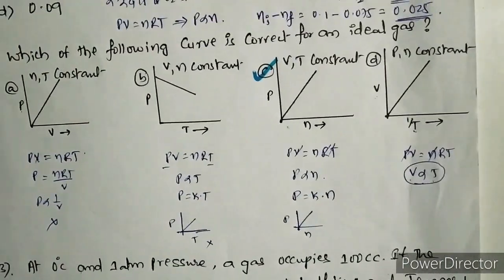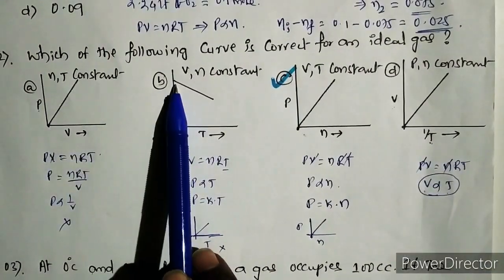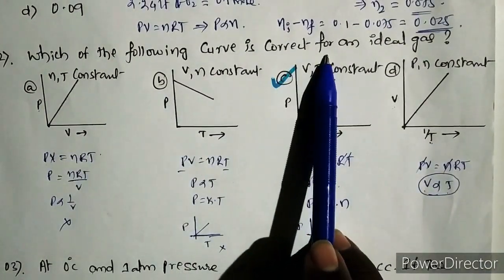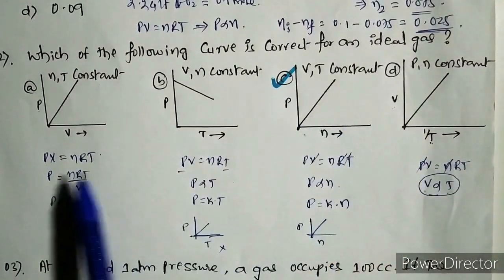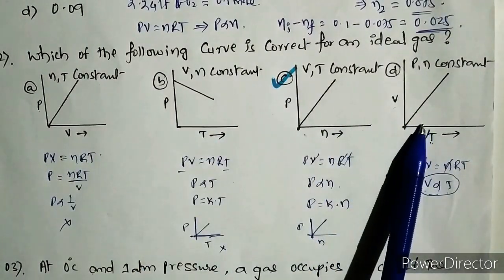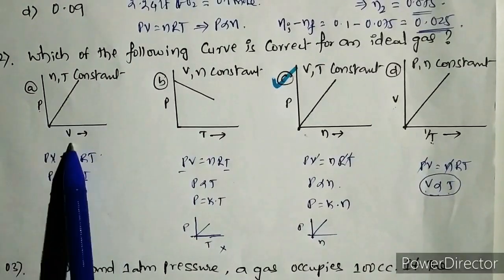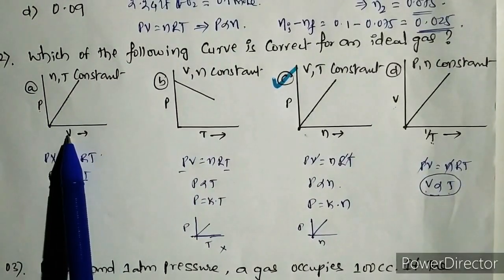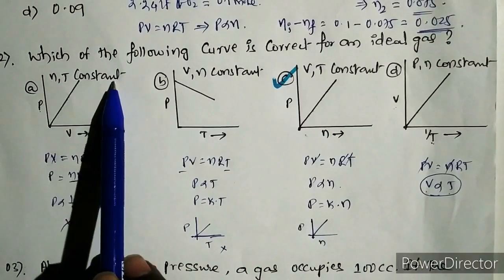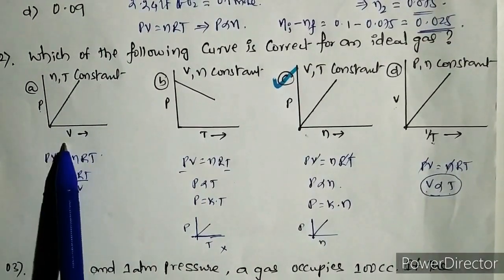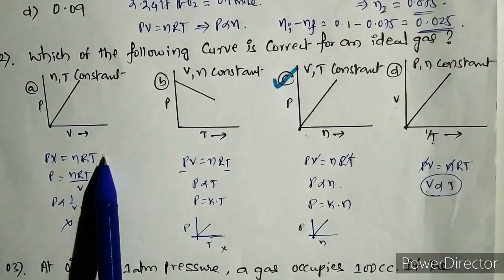Next question is, which of the following curves is correct for an ideal gas? They have given 4 different options, and from these you have to choose. Here the graph is given between pressure versus volume at n and T constant. So you have to take the pressure versus volume relation from the ideal gas equation.